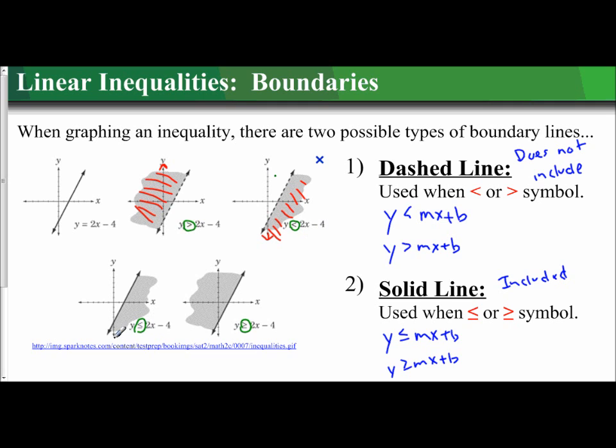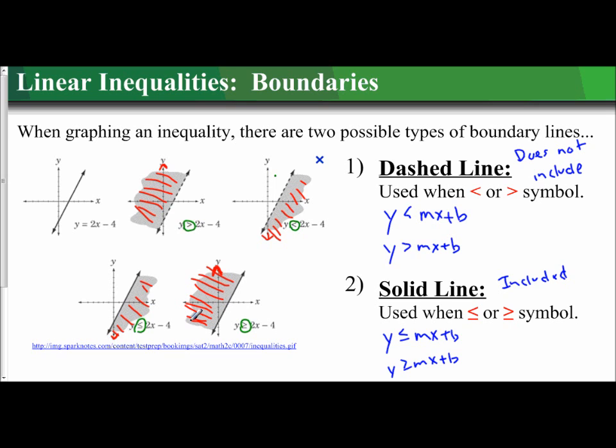Same thing, y is less than. Here's where all your lesser y values are, so you go down towards those. Y being greater than, your greater y values are up in this area on the y-axis, so you shade up towards that area on the y-axis.